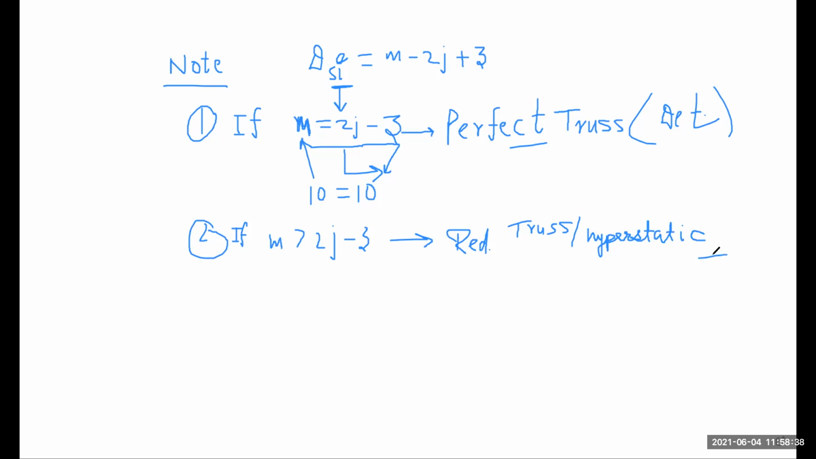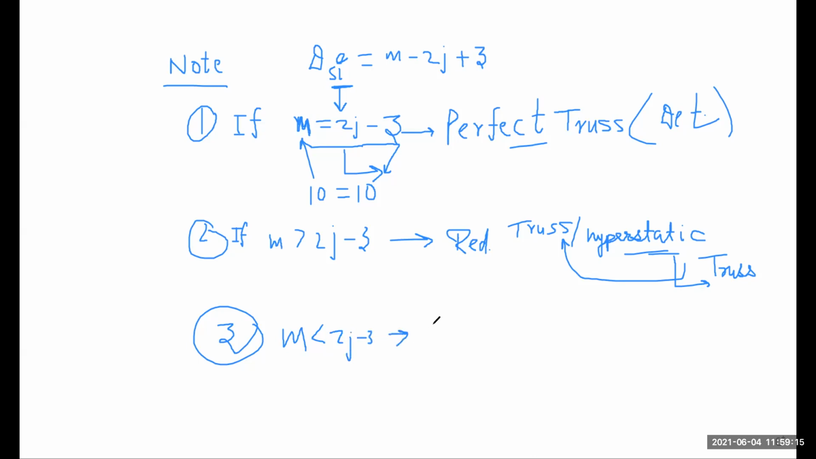I think this word is new for you all; you have not heard this word. So a redundant truss is also known as a hyperstatic truss, and this is given in your R.C. Hibbeler book for the case m greater than 2j minus 3. Next, if m is smaller than 2j minus 3, then this truss is known as a deficient truss. So just remember these note points.